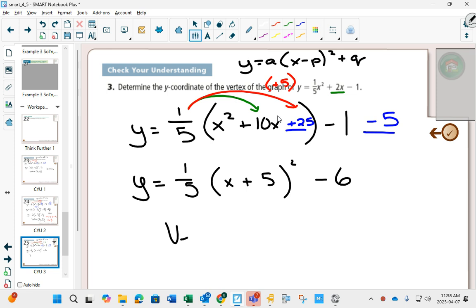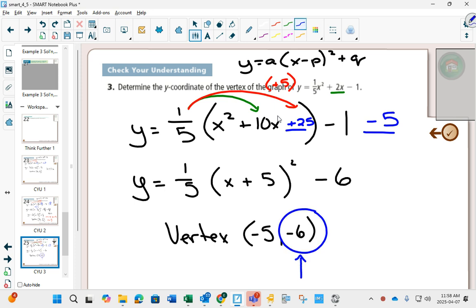So our vertex is -5, -6. And our y-coordinate of our vertex would be the -6. Circle question number 7.